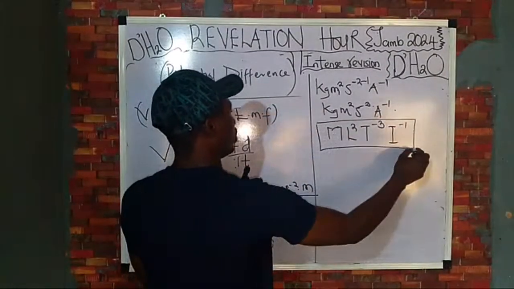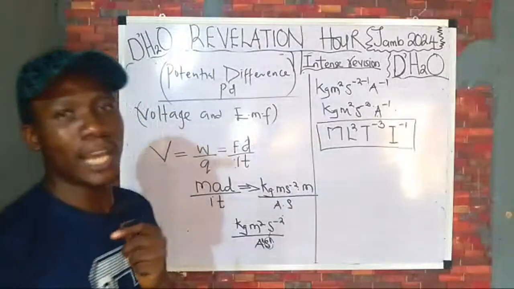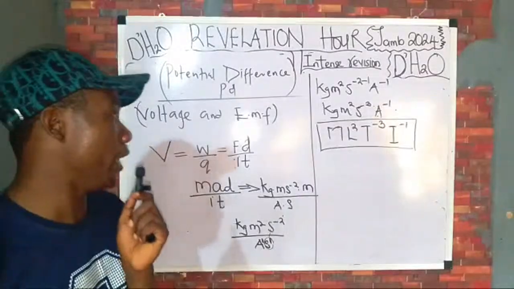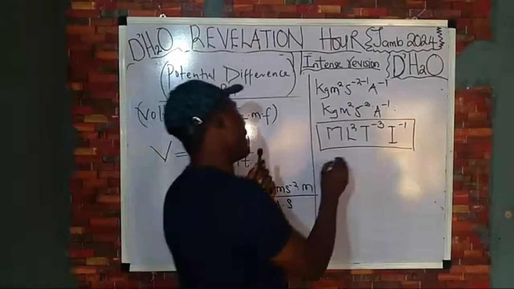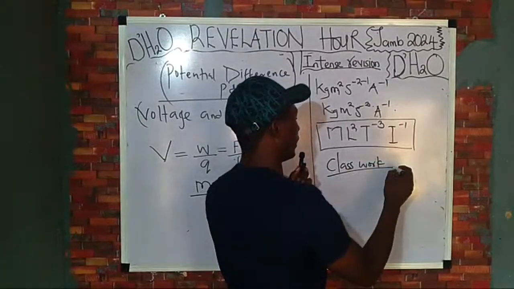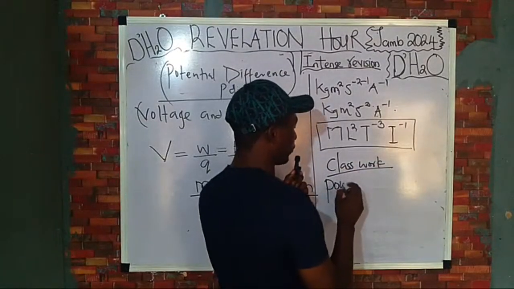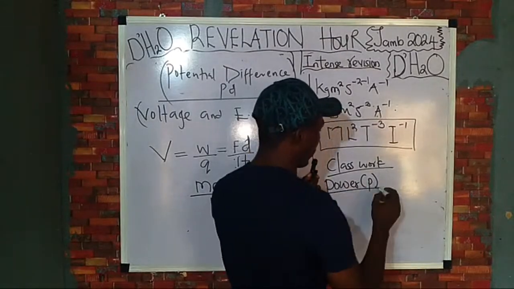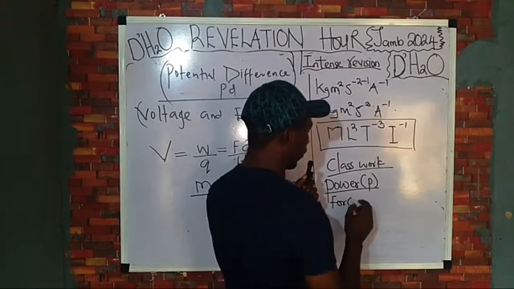This is the dimension for what? Potential difference, voltage, and what? EMF. Is that clear? Now take this classwork and do it for yourself. Give me the dimension for power. Do that very fast. Dimension for power, dimension for force.